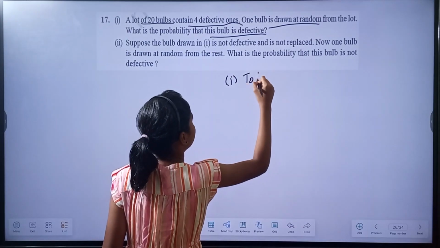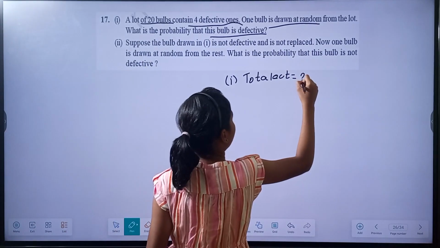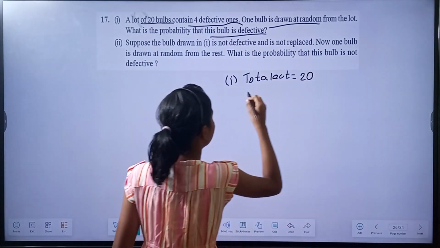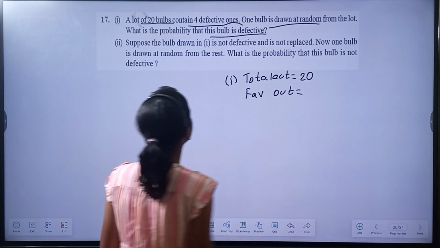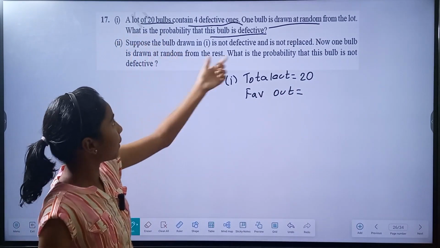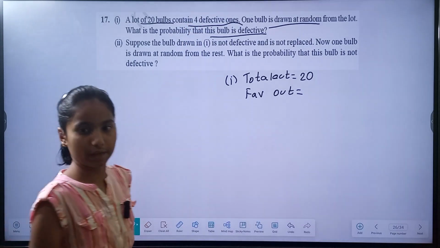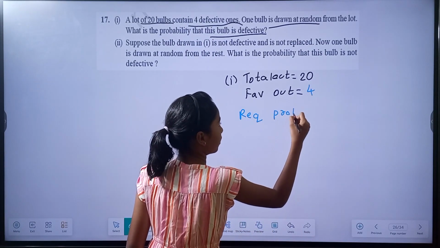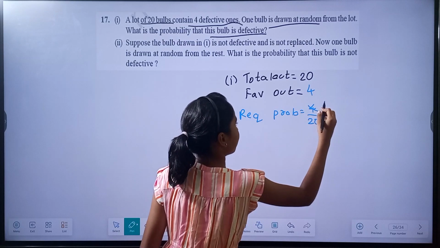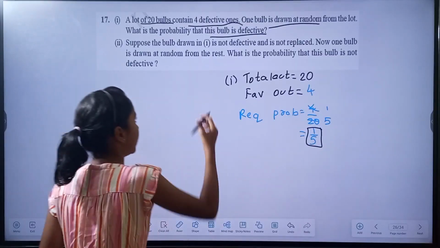Okay, now let's write the total outcomes. Total outcomes equal 20. Now the favorable outcomes: the bulb is defective. We have 4 defective bulbs, so the favorable outcomes are 4 ways. So the required probability equals 4 by 20. Let us simplify this: 1/5. Okay. Now, second one.